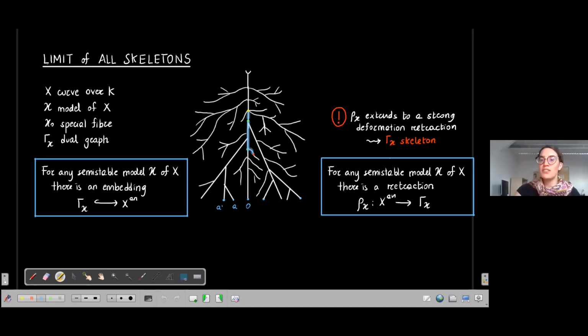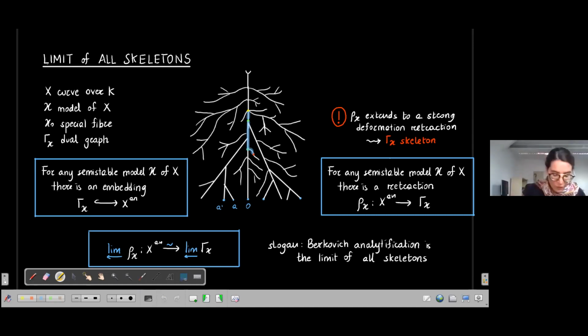And why are we talking about this retraction? It's because it's via the retraction that we can state and prove a result that says that the Berkovich space, X^an, is also the limit of all the skeletons. And here we have the statement. So here we have a second slogan. We can think of the Berkovich space at the same time as the limit of all the tropicalizations, but also as the limit of all the skeletons. In the tropicalization, what we are changing is the embedding, while here, what we are changing is the model.